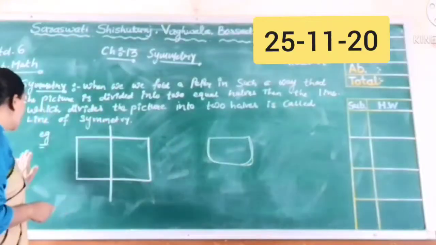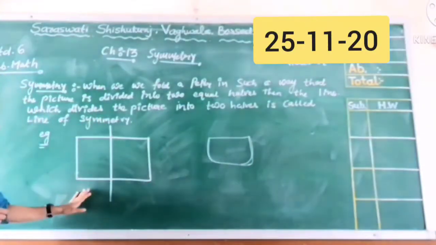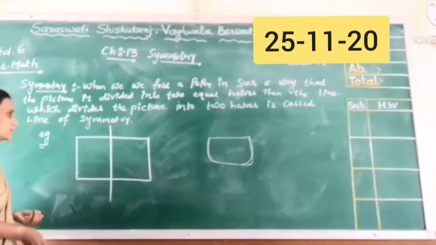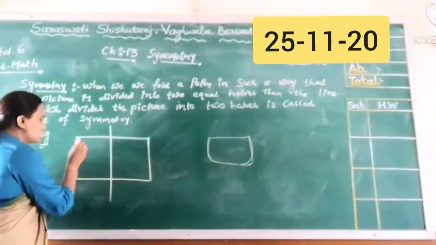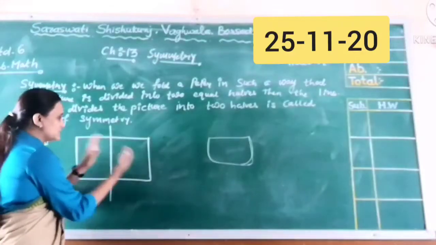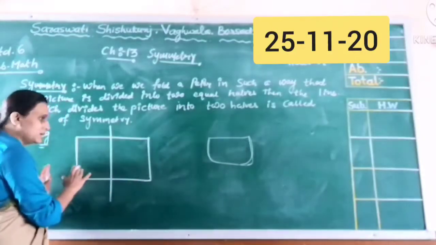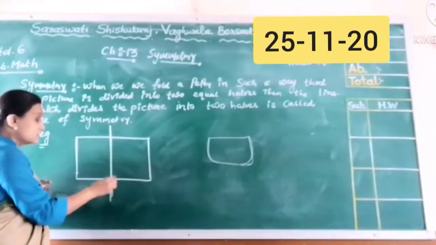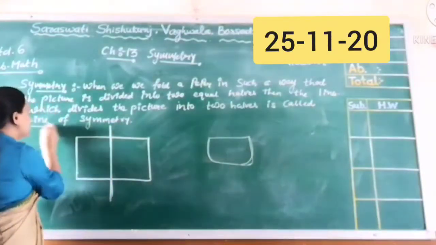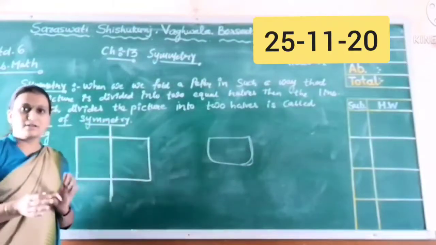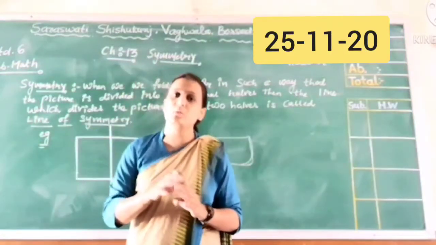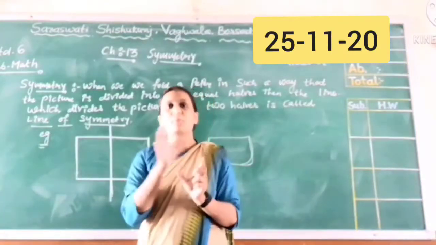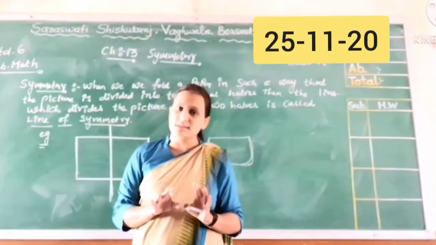Okay, so here you can see I have taken one figure which is approximately a square. If you fold the square and then open the same square, you can find one line here. Okay, so the line is known as the line of symmetry. Symmetry means after opening any piece of paper, you can find one line and both parts are equal. That is known as symmetry.